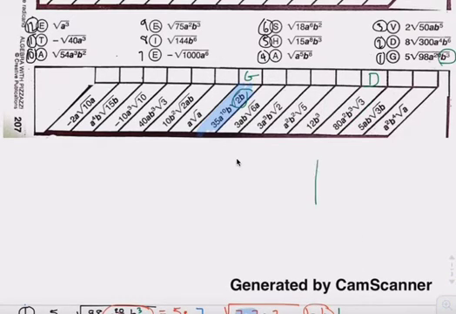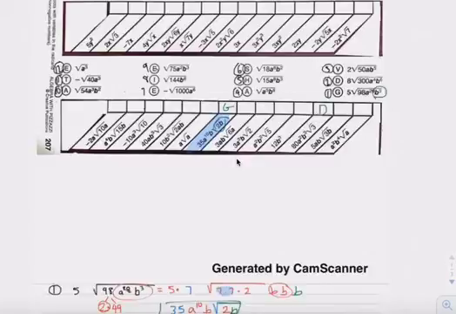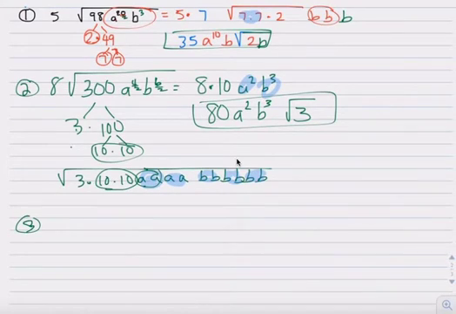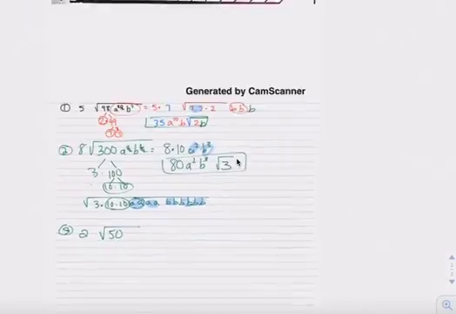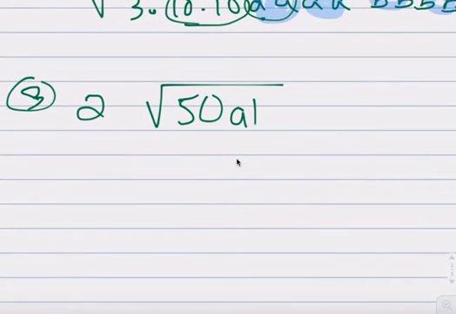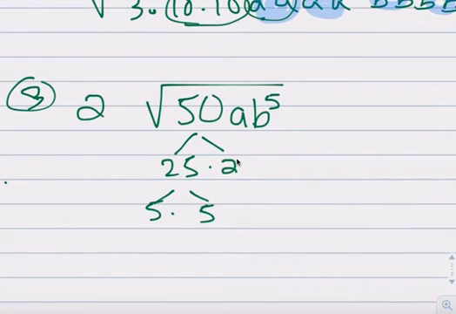Number 3 is 2 times the square root of 50 a b to the 5th. Okay, the square root of 50 is 25 times 2, and 5 times 5. Okay, I hope this helps you.